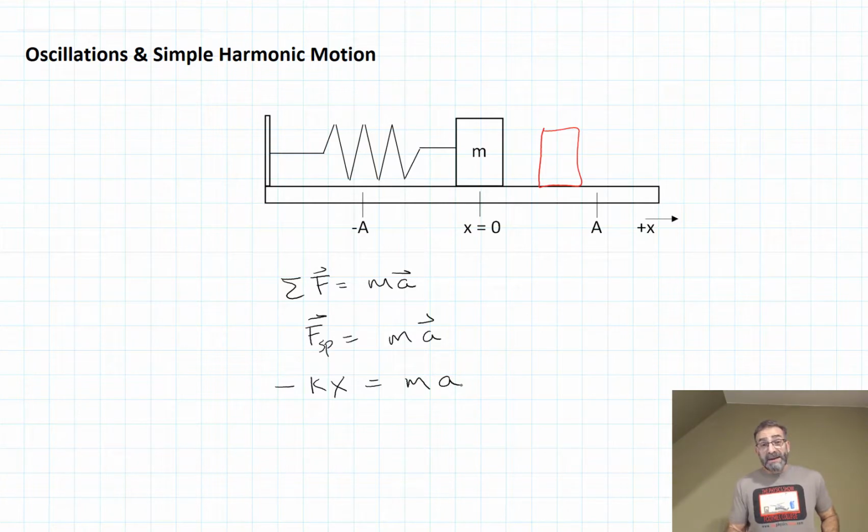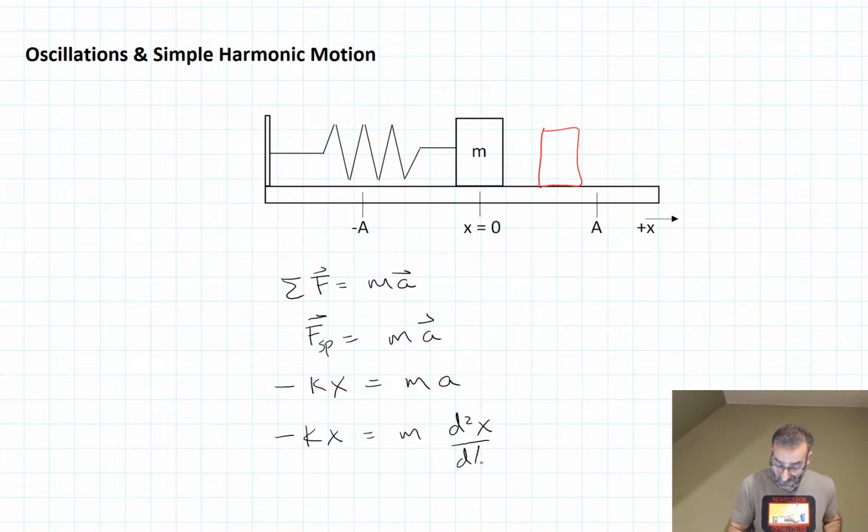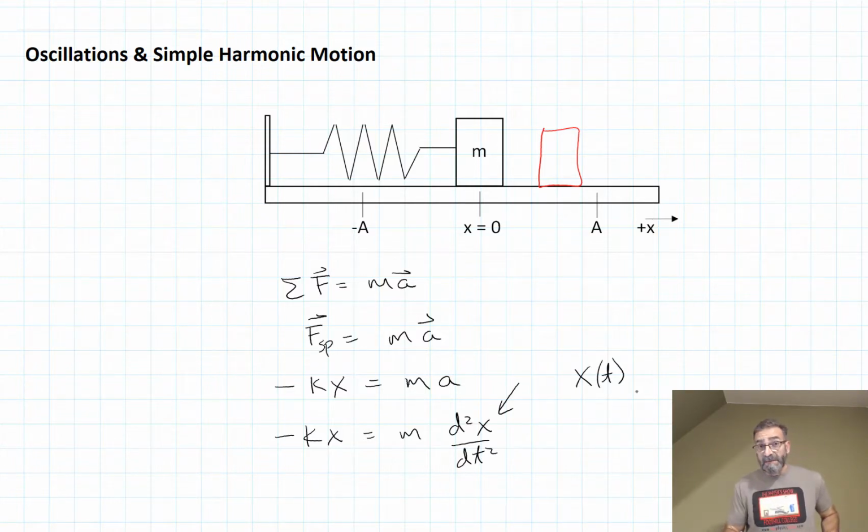And we know that the acceleration is the derivative of the velocity versus time, and it's the second derivative of position versus time. So I can rewrite this as the second derivative of position versus time. Now, what do I mean by x here? What I mean is a function of time. What is the position of my object, my box, as a function of time at any given time? This is a function of time. And I want to know what that is. How can I write this function?